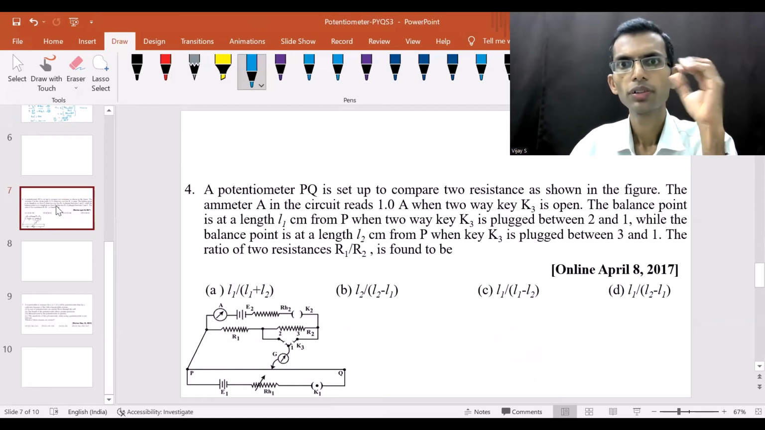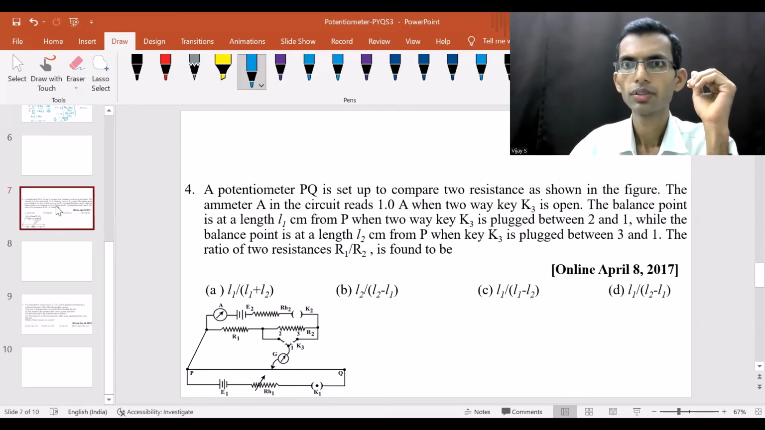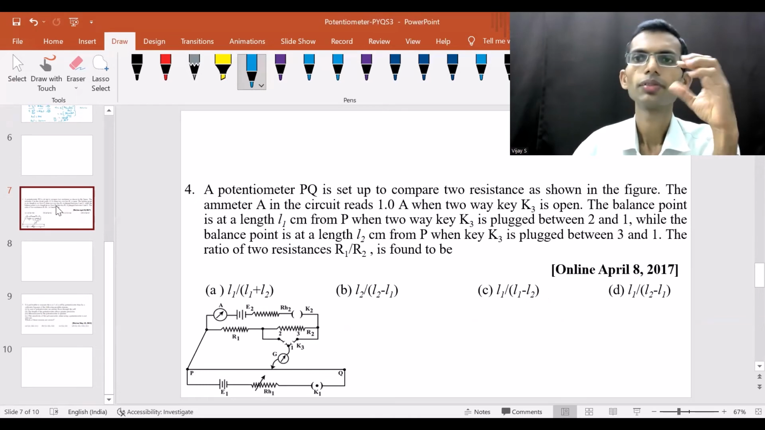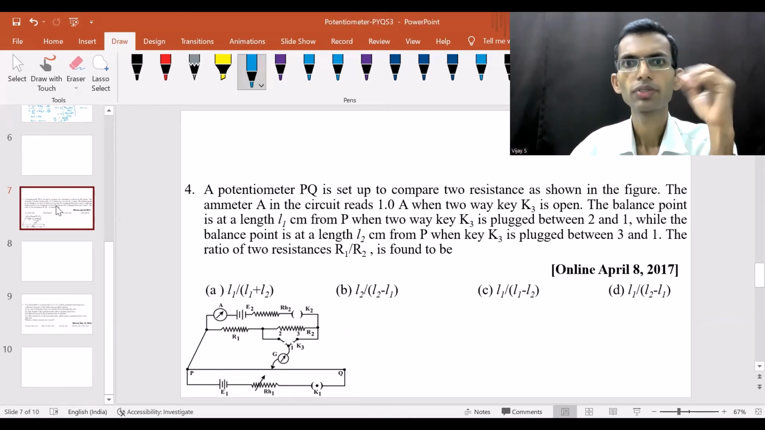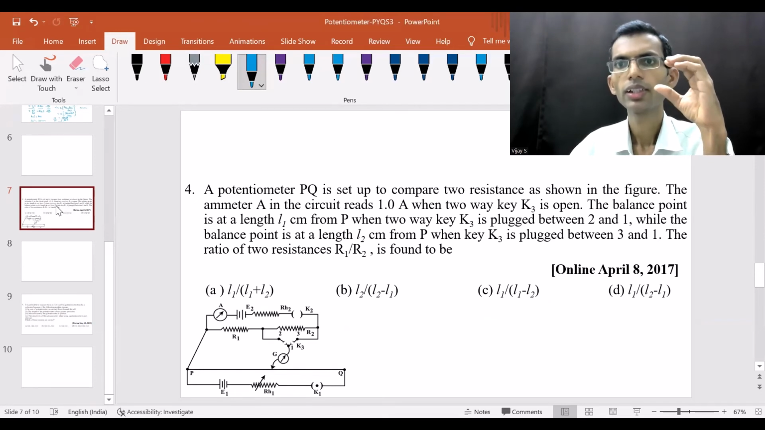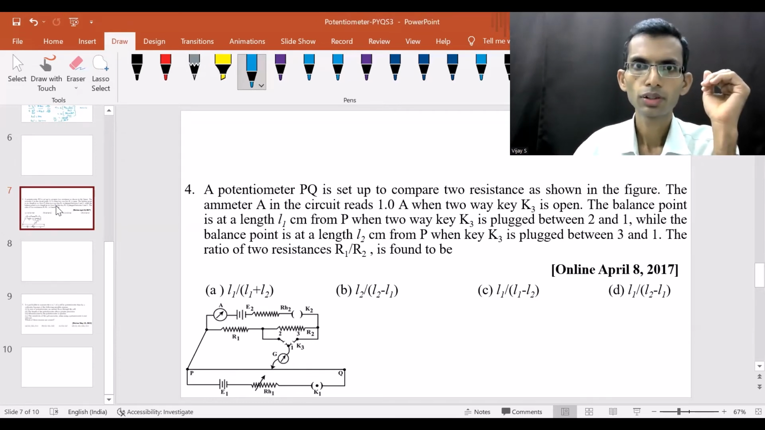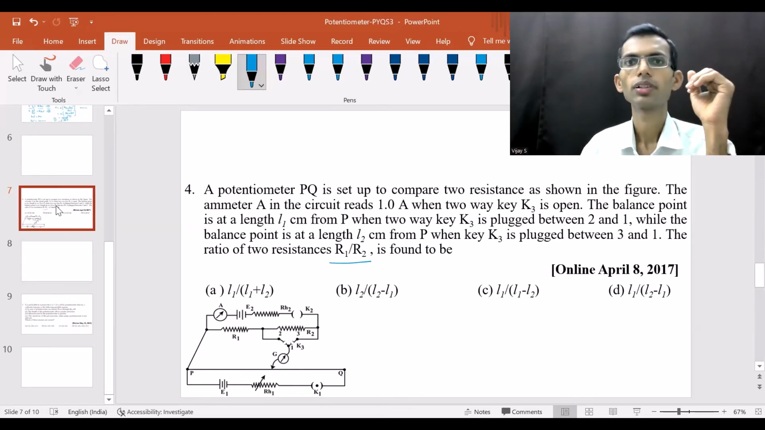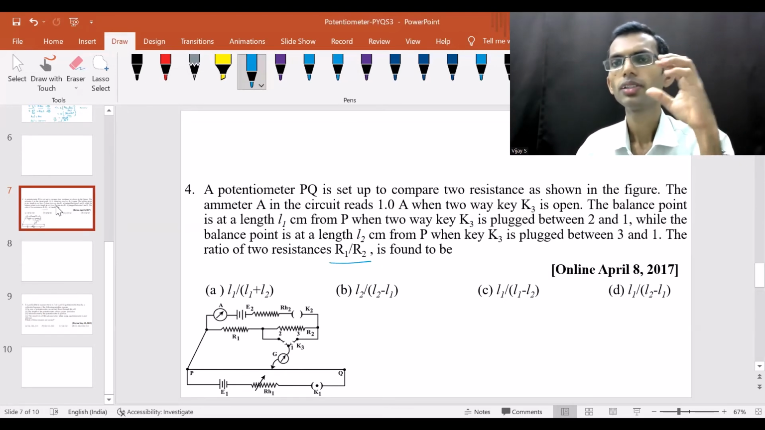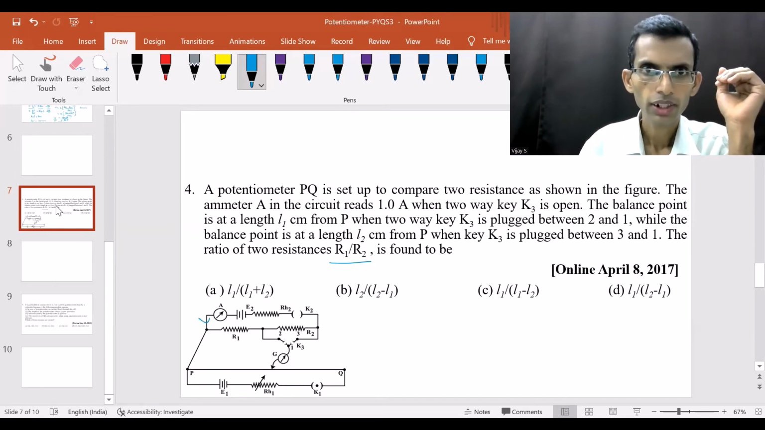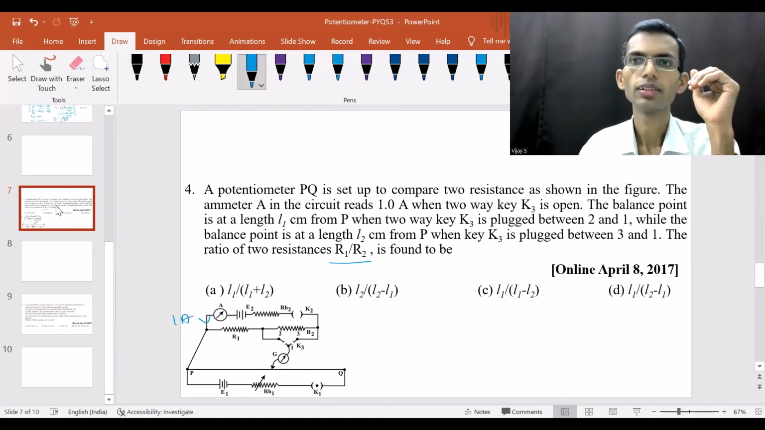A potentiometer PQ is set up to compare two resistances as shown in the figure. The ammeter A in the circuit reads 1 ampere when two-way key K3 is open. The balance point is at length L1 centimeter from P when two-way key K3 is plugged between 2 and 1, while the balance point is at length L2 centimeter from P when key K3 is plugged between 3 and 1. The ratio of two resistances R1 by R2 is found to be. Right. That means when key K3 is open, he gave current in the upper circuit as 1 ampere.